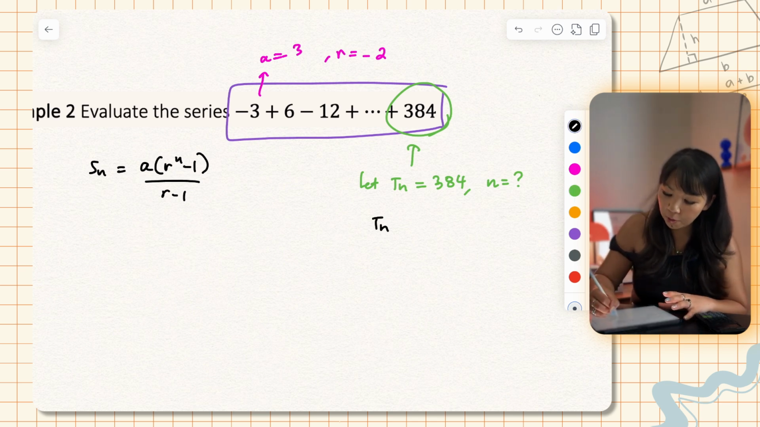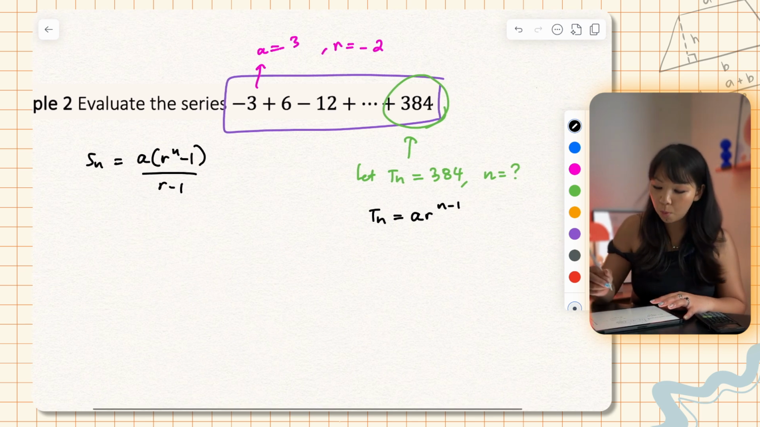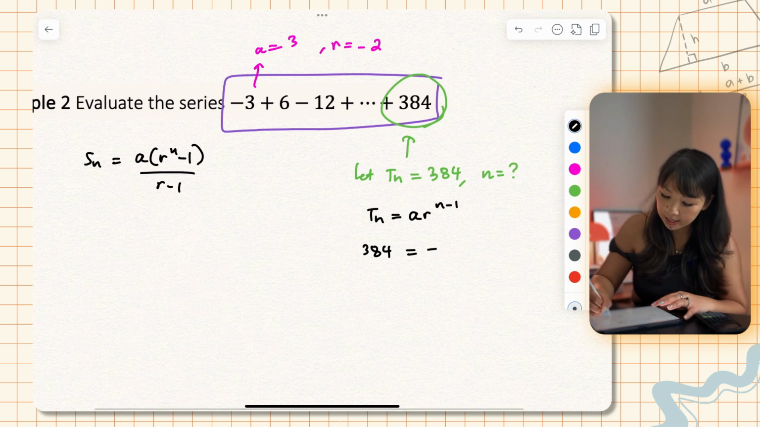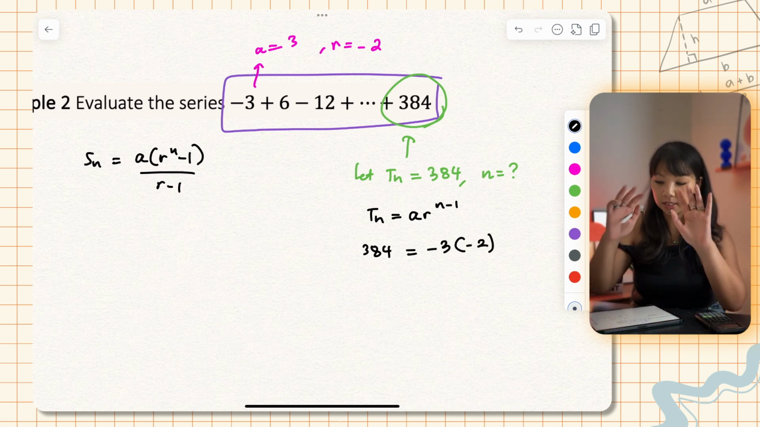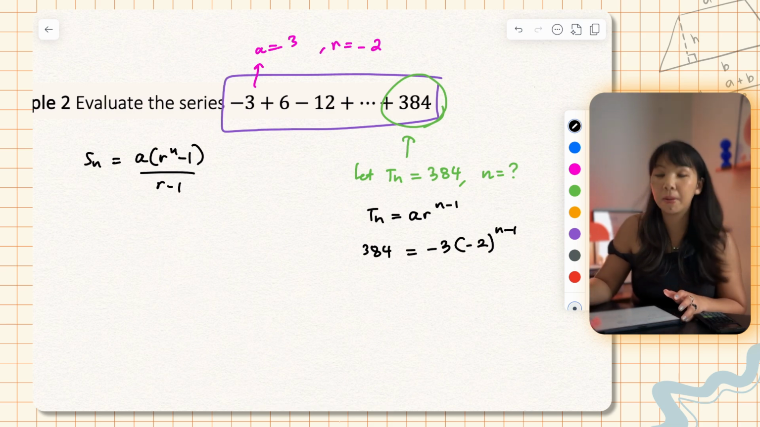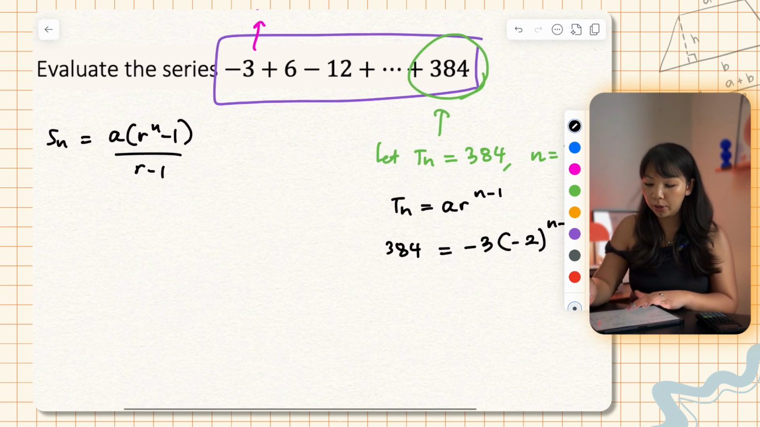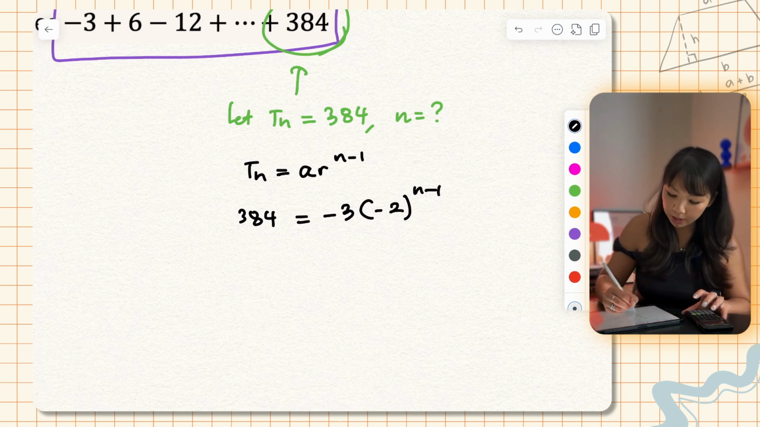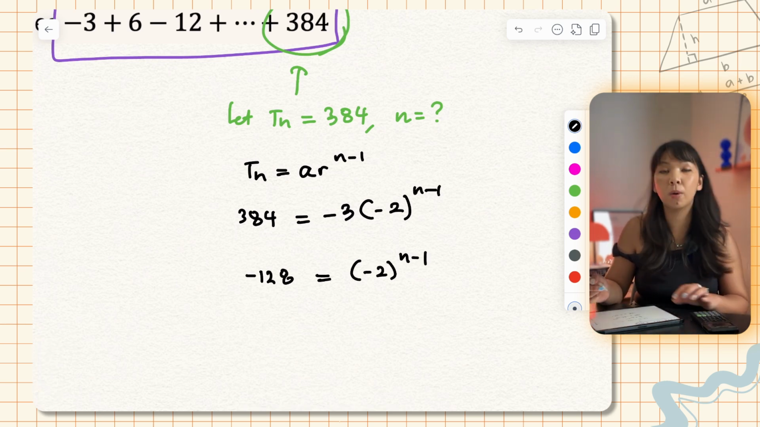So the nth term formula for geometric progression is ar to the power of n minus 1. We're going to let the nth term equal to 384. A is negative 3 and our ratio is negative 2, making sure you put it in brackets. And then that's going to be to the power of n minus 1. So now we're going to solve for n. First, we're going to divide it by negative 3. We get negative 128 equals to negative 2 to the power of n minus 1.